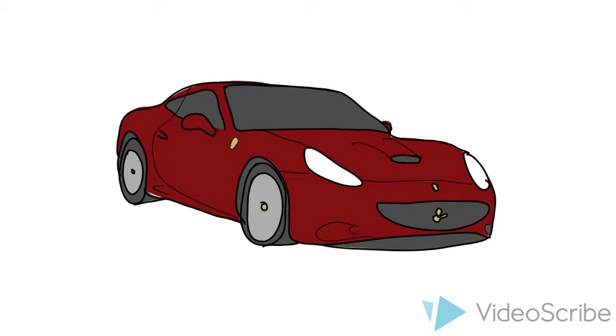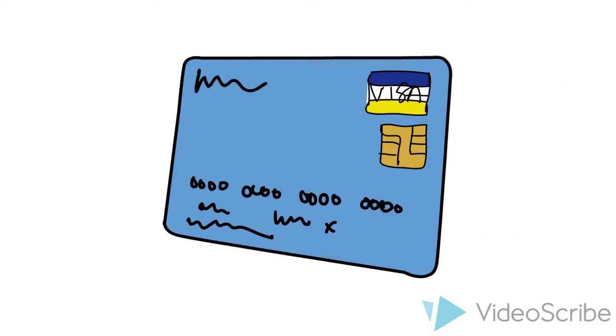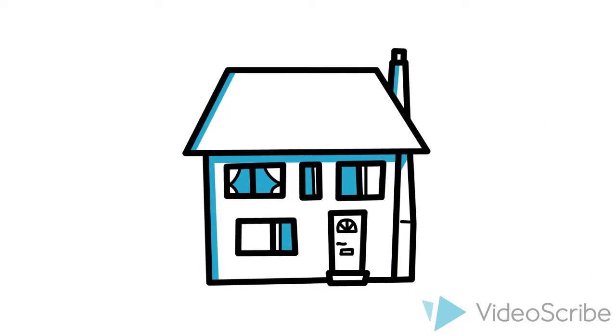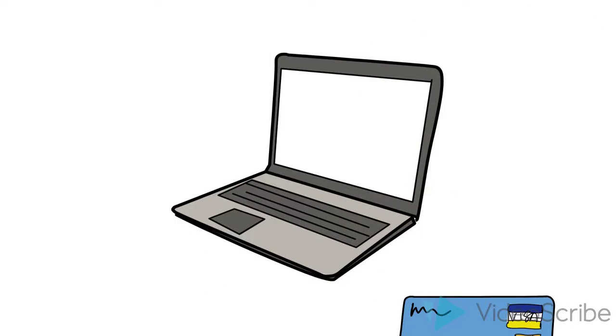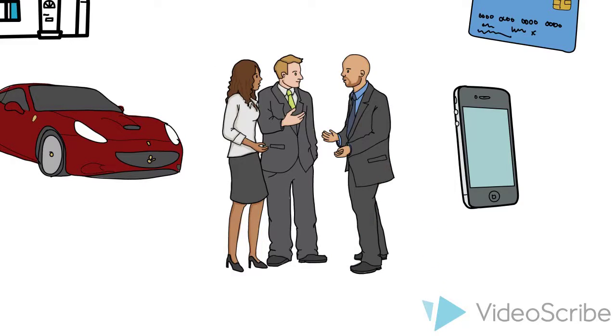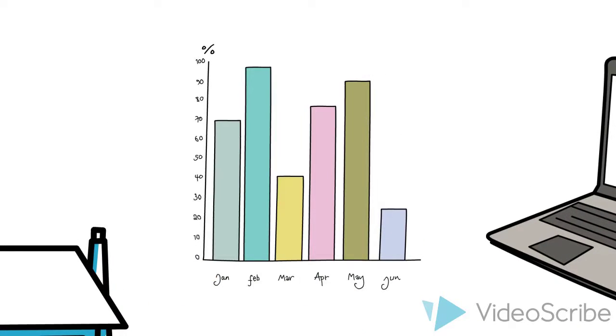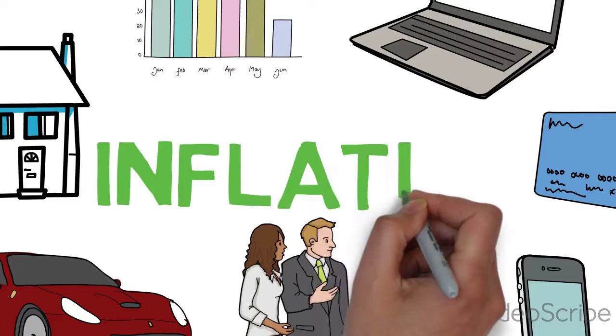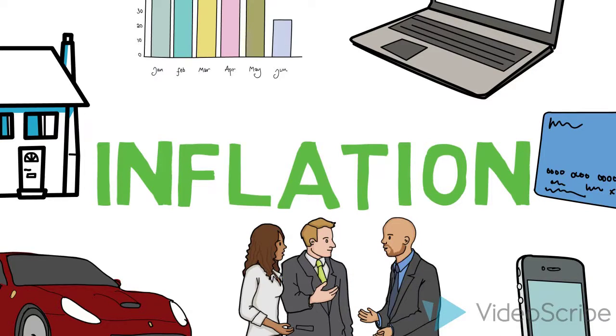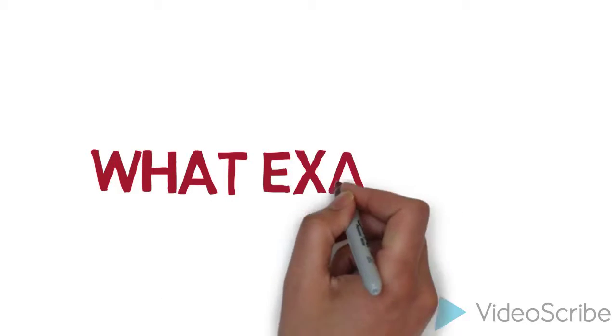Everything around us has a price. Said price is ever-changing, and even today, cars, houses, electronics, and just about everything else cost a lot more. When the general price levels in a country rise, it's called inflation. And clearly, we've experienced a significant amount of inflation over the past century. But what exactly is inflation?